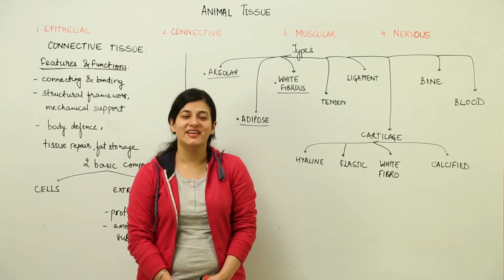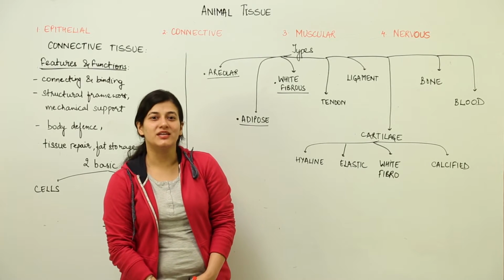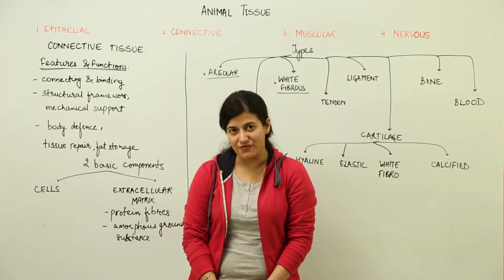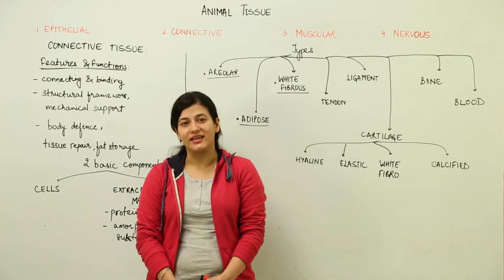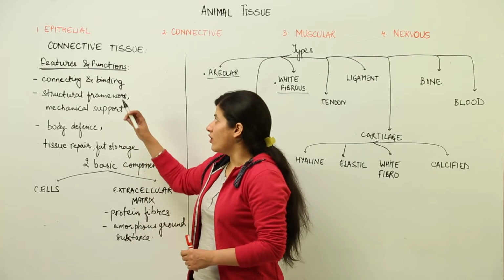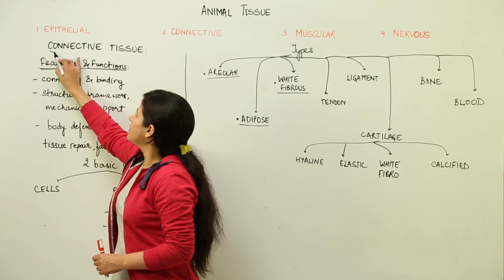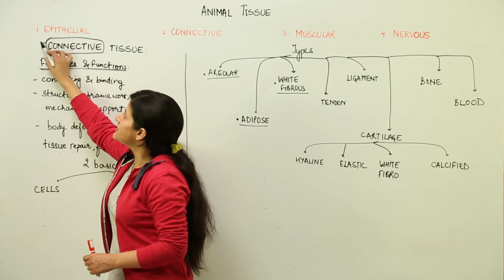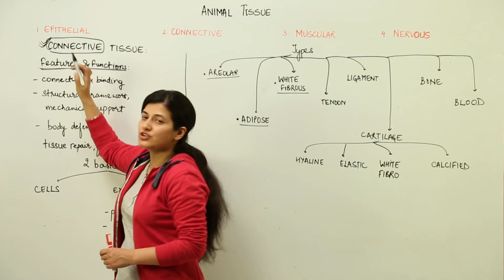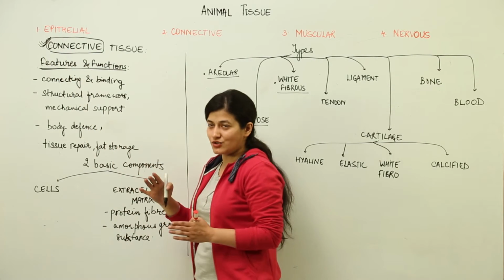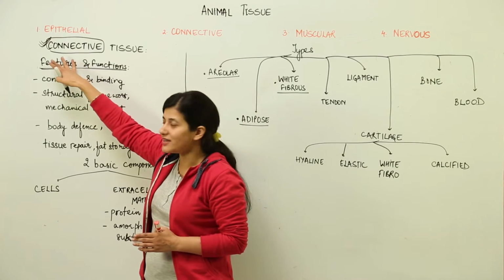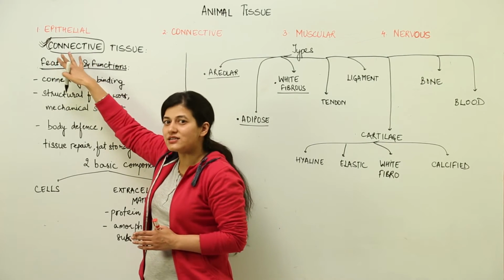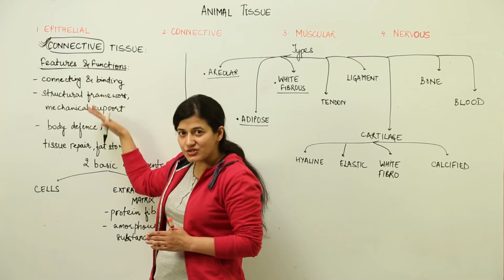Hello students, in this lesson we are going to take into account the second type of animal tissue, that is the connective tissue. There is a lot of explanation hidden in the name itself, that basically it performs the function of connecting a tissue to other tissue. That is why it is known as connective tissue. It connects a tissue to other tissue, or it connects a tissue to an organ.